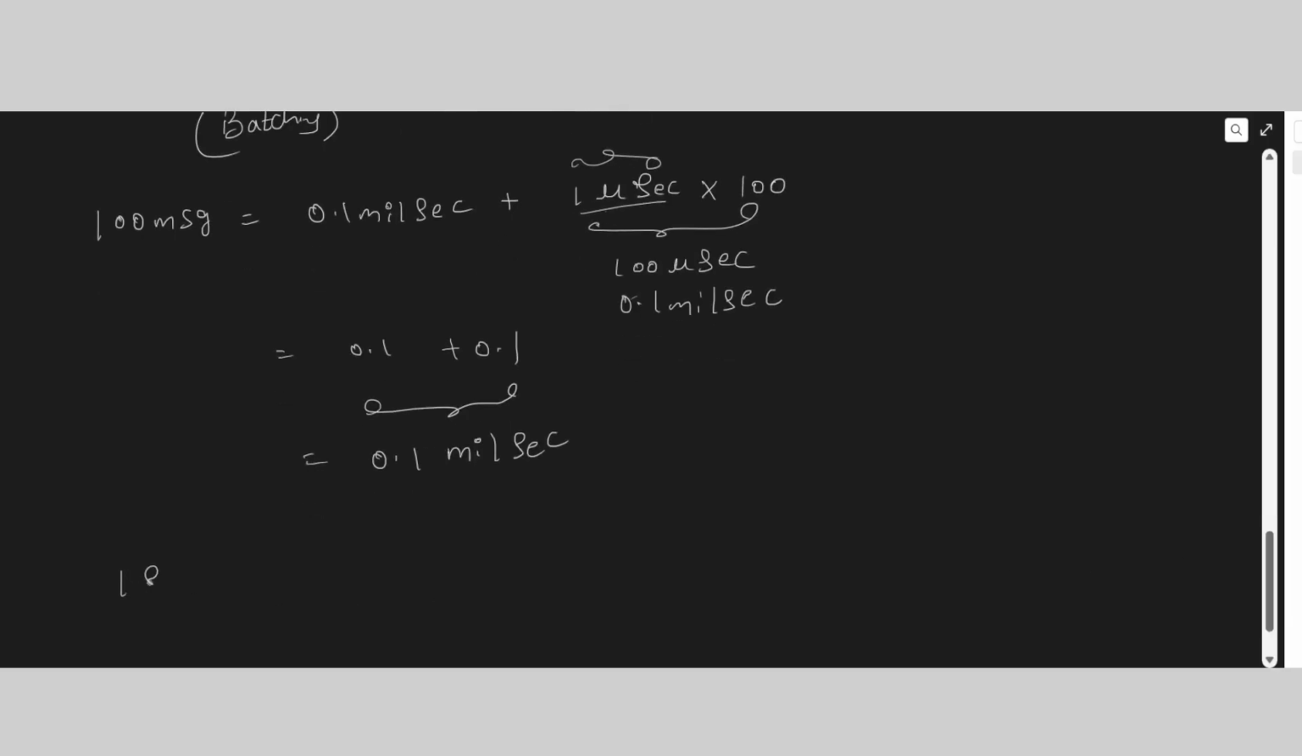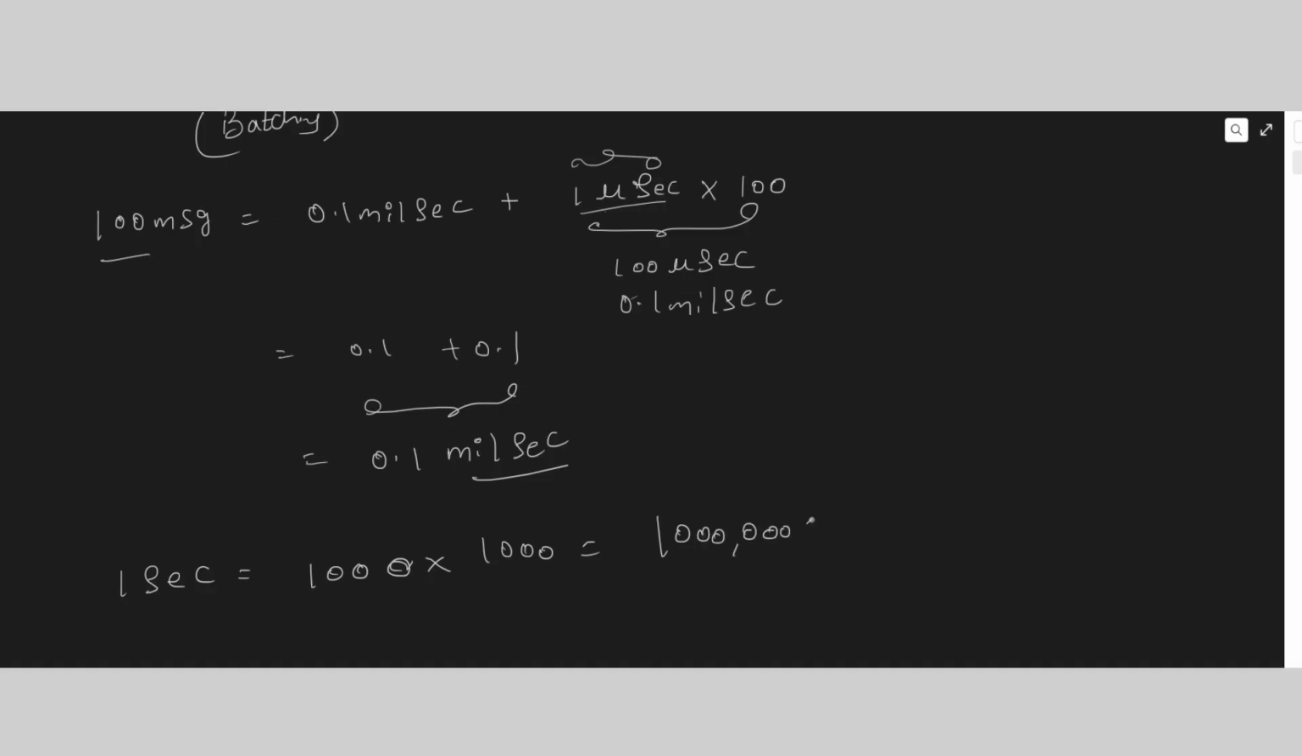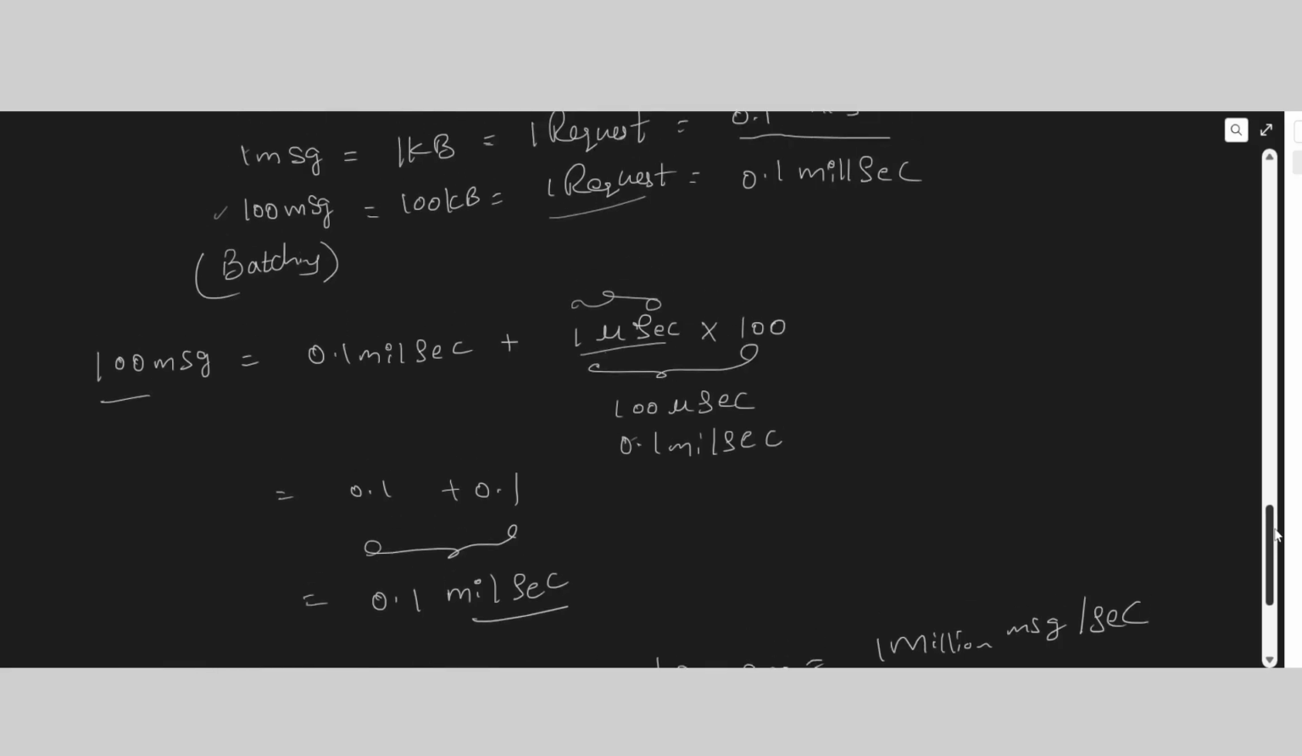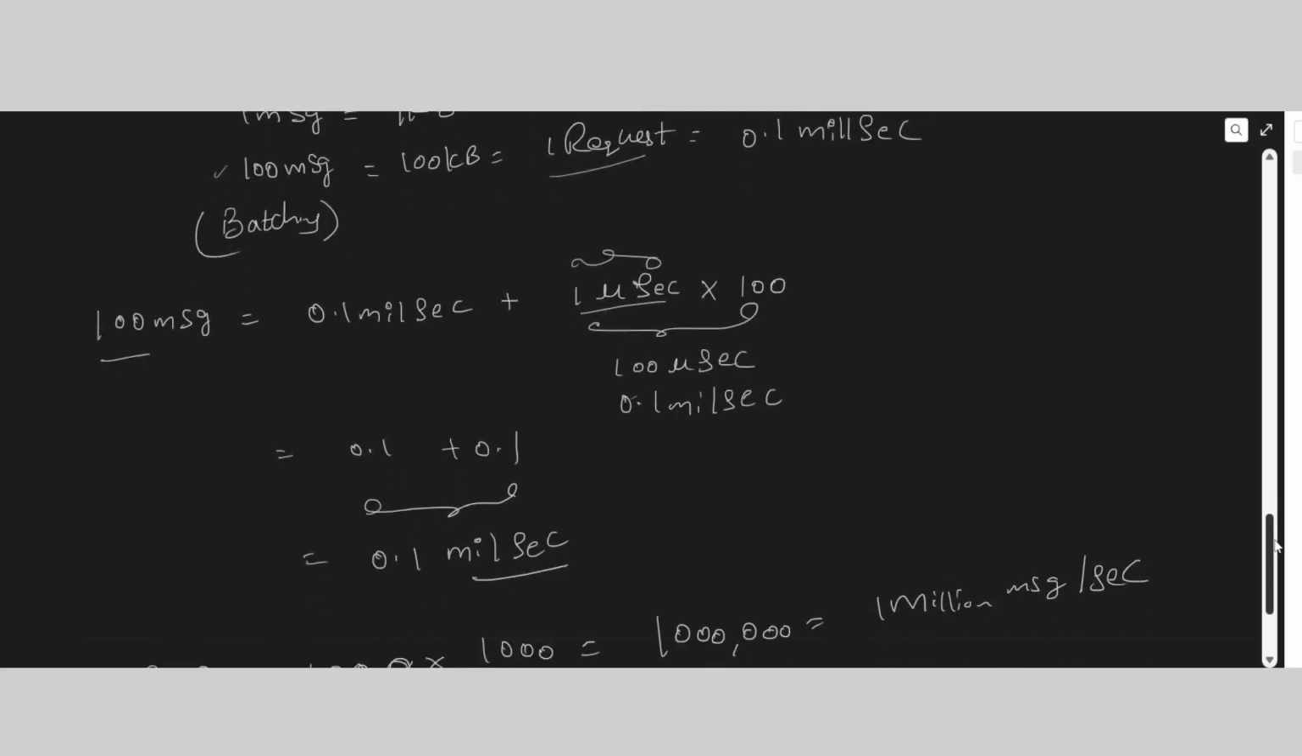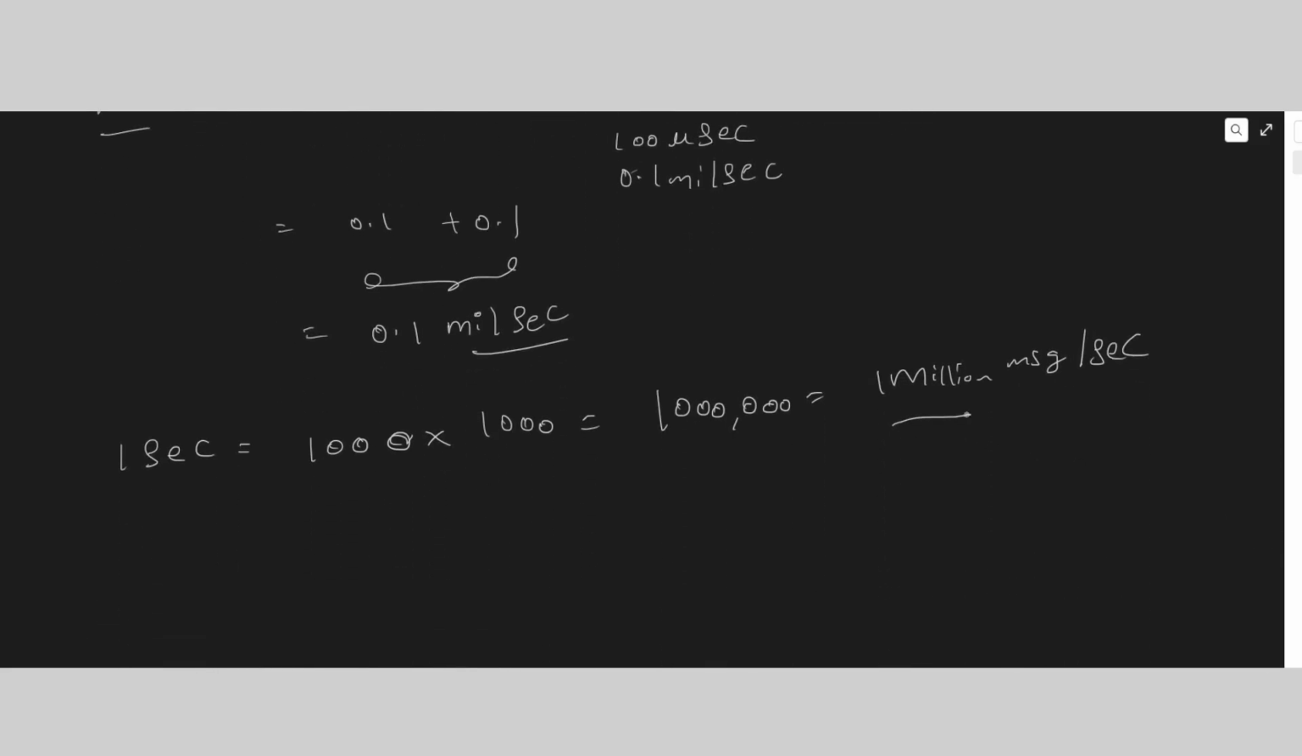That means in 1 second how many messages can be processed? 1 second equals 1000 milliseconds. In 1 millisecond you can process 100 into 10,000, which is 1 million messages per second. So we have achieved it. By sending the messages as batches, we were able to process 1 million messages per second. This is good enough, right?